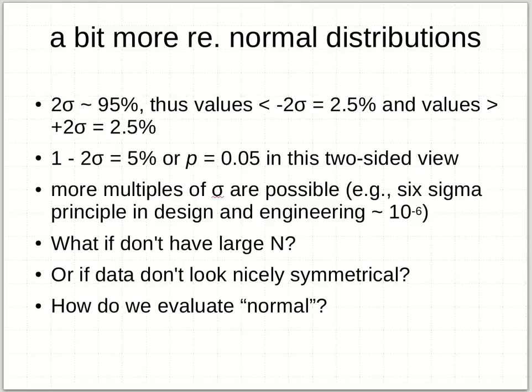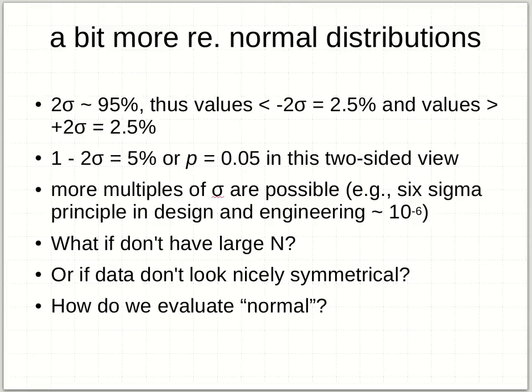What if you don't have a really large n, though? All of this is assuming that you have really large sample size. Or what if the data are not going to be so nicely symmetrical, which is more likely the case if you don't have a really large sample. You might get into some oddball skewed distributions. And how do you know if it's normal? If you're expecting this beautiful bell curve, what if you look at a data set and you're trying to judge that just by eye? It might be tricky.